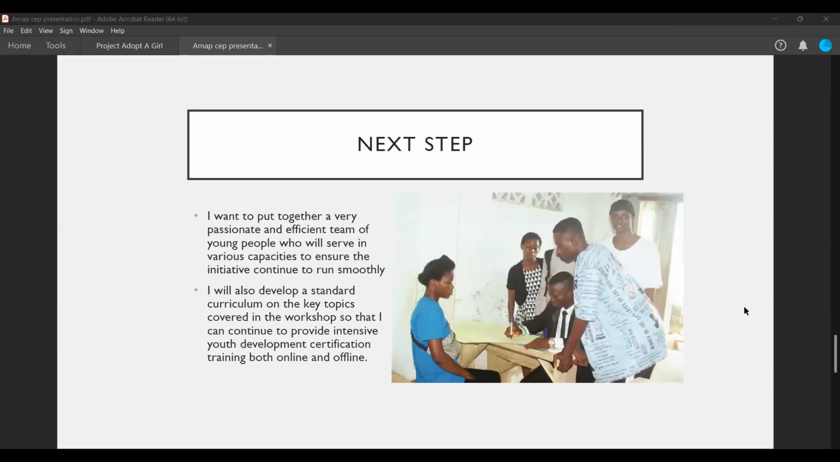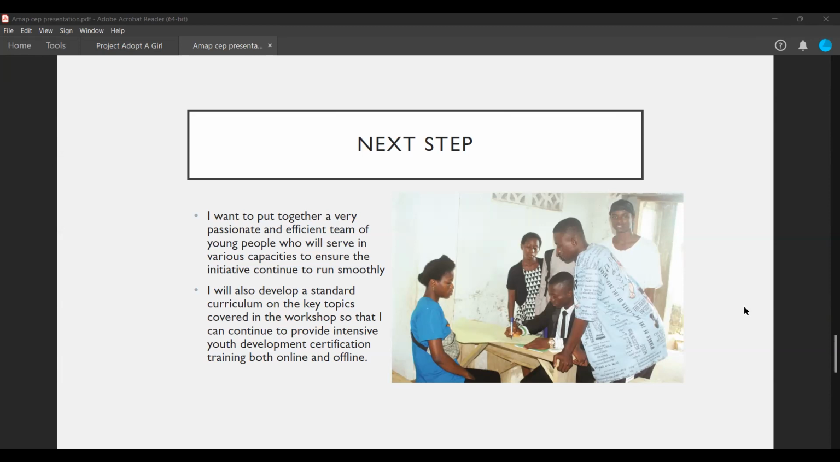So the next step is that I want to put together a very passionate and efficient team of young people who would serve us in various capacities to ensure the initiative continues to run. I want to ensure that I get a very passionate team of young people in order to get a sustainable organization, because with all the impact the project created and with what I envision out of the whole initiative, I want to put together a team of young people to continue running the organization and the initiative.